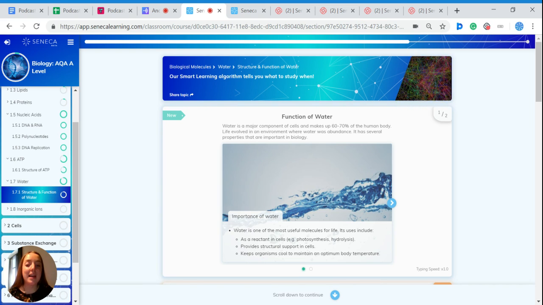It's used as a reactant inside cells, for example in photosynthesis or in hydrolysis. It provides structural support in cells, and it keeps organisms cool to maintain an optimum body temperature.